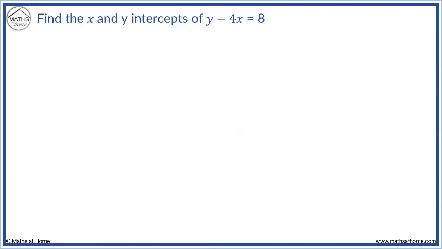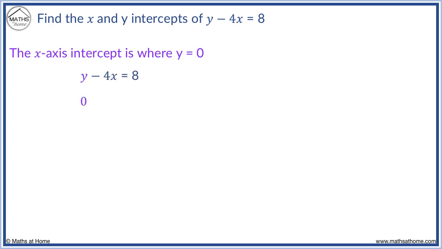In this example, we will find the x and y intercepts of y minus 4x equals 8. The x-axis intercept is where y equals 0. We take the equation and substitute y equals 0. We have minus 4x equals 8. Dividing both sides by minus 4, we get x equals minus 2. Therefore, the x-axis intercept has coordinates of minus 2, 0.